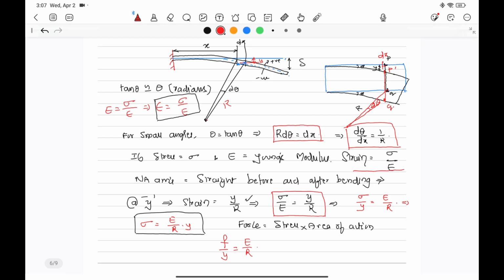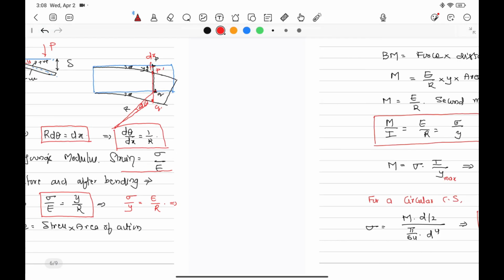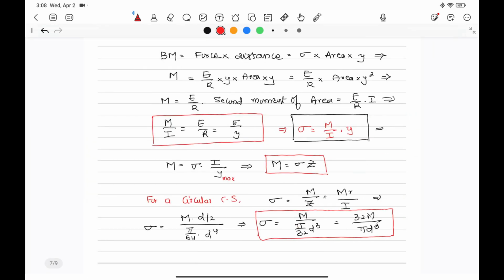Now, whatever force is there, we have applied the force here, P. Force is equal to stress into area. Stress into cross-sectional area is equal to force. Now, bending moment is equal to force into distance. Just see how we are going to derive everything. Force is sigma into area. Distance is y, because we have considered y.